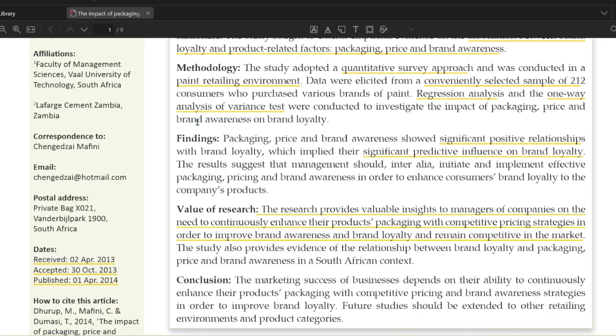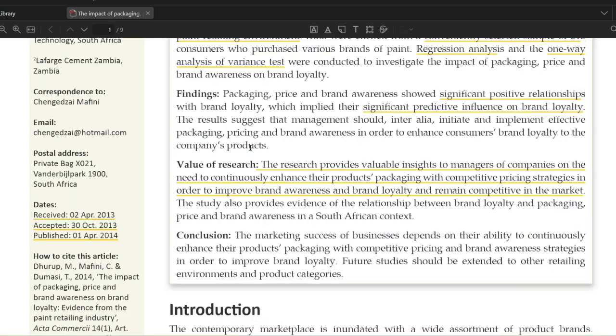And then the findings section. It's a very vital part of the study. A significant positive relationship with brand loyalty was found, which implied their significant predictive influence on brand loyalty. So the findings said that these independent variables have influence on the dependent variable. The value was also written here.